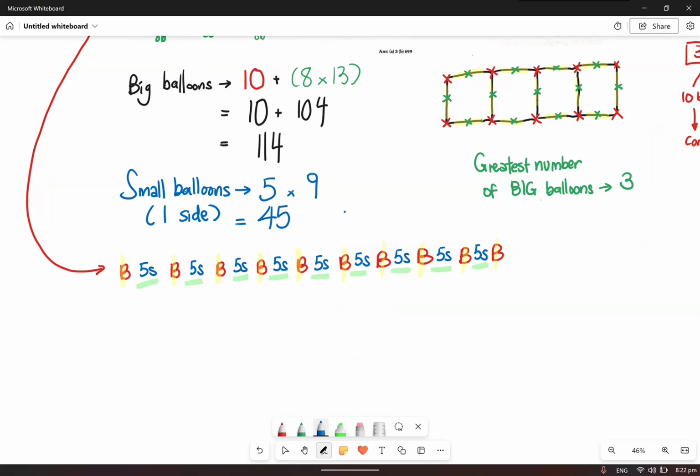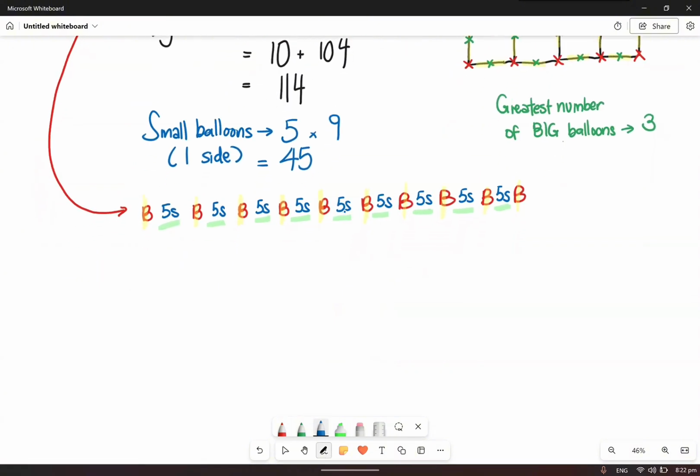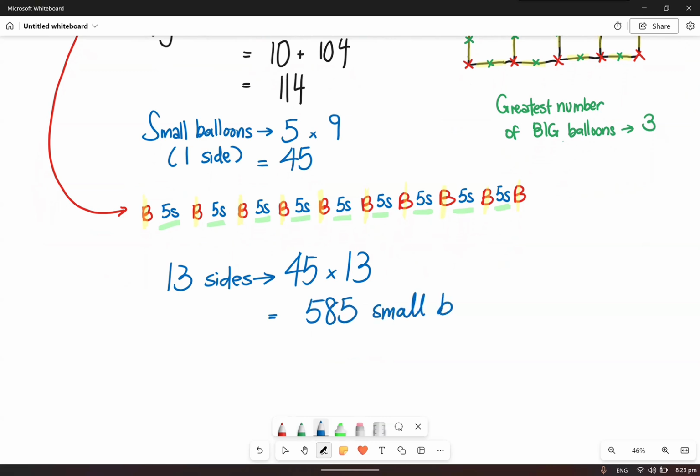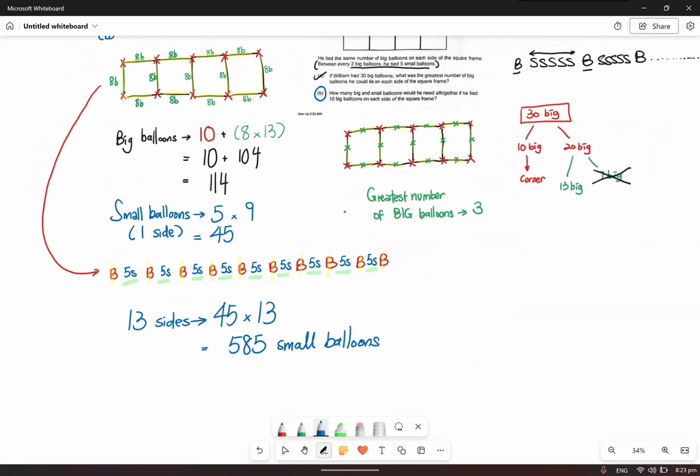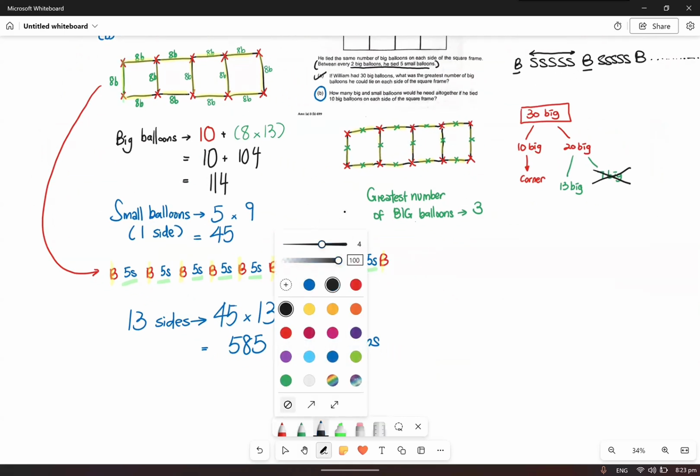But my question to you is obviously how many sides do we have? Because we want to find the total number of small balloons, right? So we'll basically say 13 sides. So if one side is 45, then 13 sides has to be 45 times 13, which is 585. Let me just be more specific here. I will say small balloons. But I am not done, you see. Why am I not done? Because the question wants us to find the total altogether.